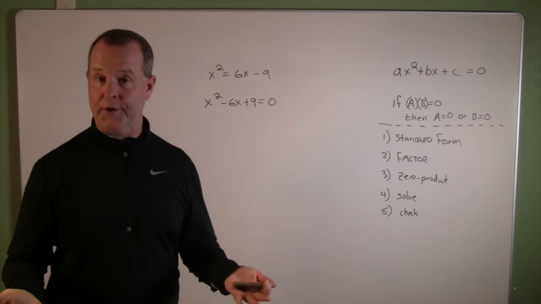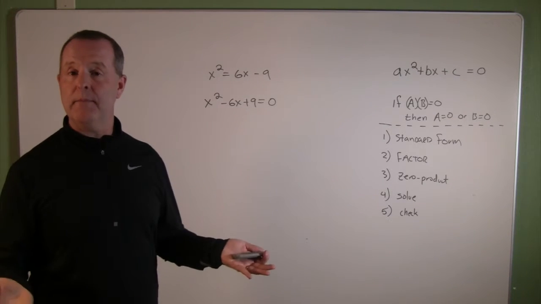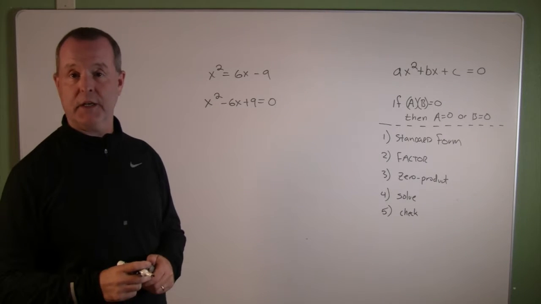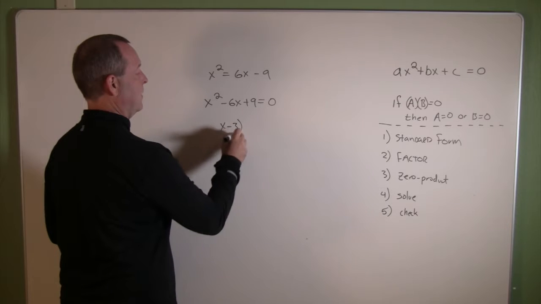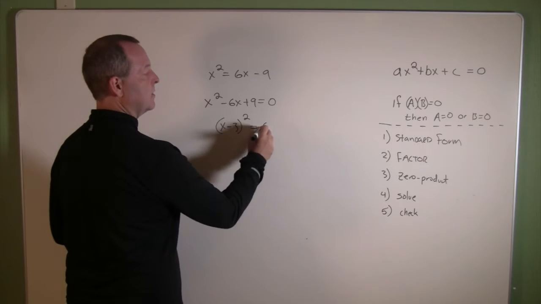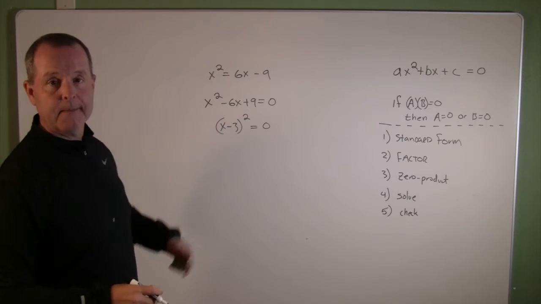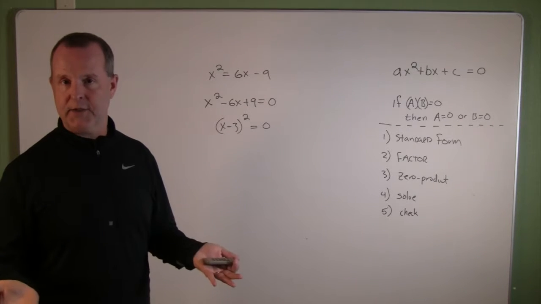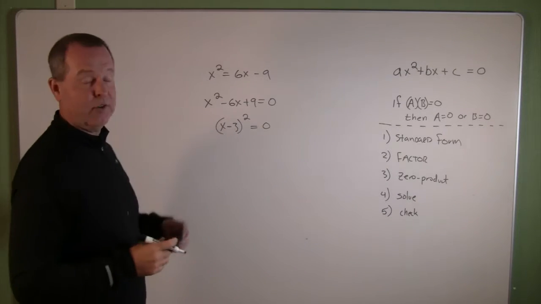Step 2, factor. I can factor by trial and error, or maybe I remember this is a perfect square trinomial. This is x minus 3 squared equals 0 because I'm still in quadratic standard form. So I was able to factor it as x minus 3 times x minus 3. And if you don't remember some of those, you can still factor by trial and error.